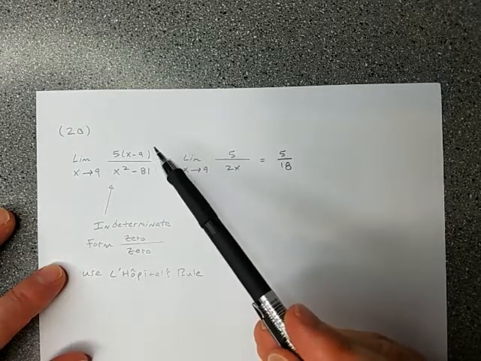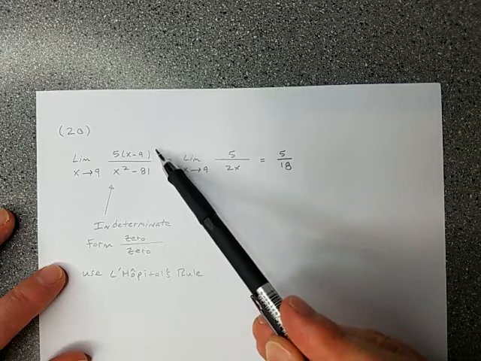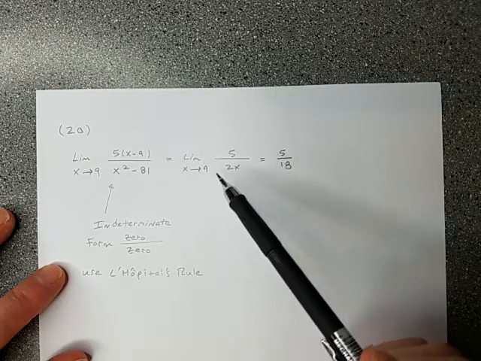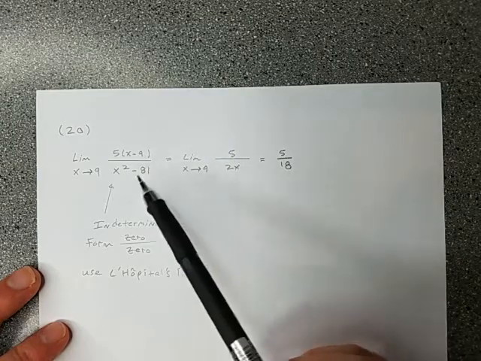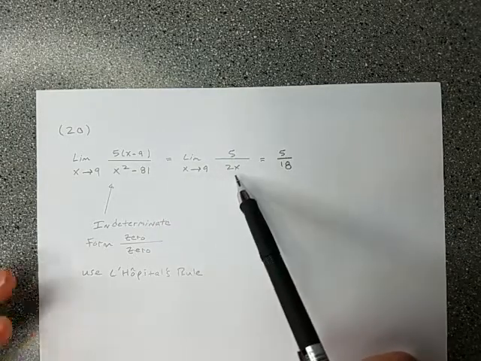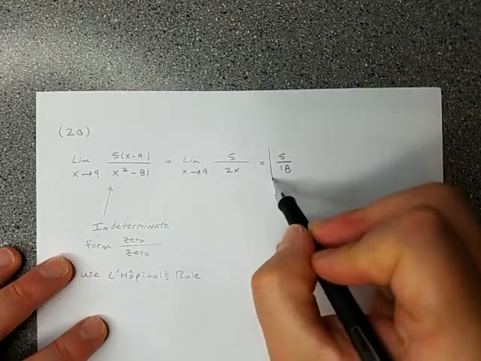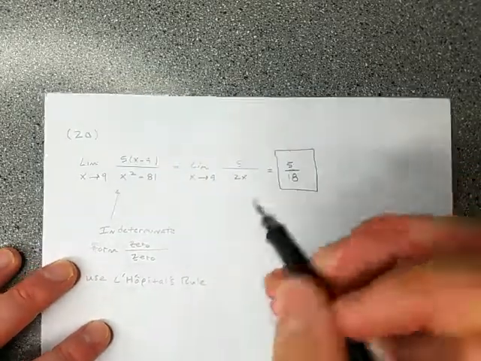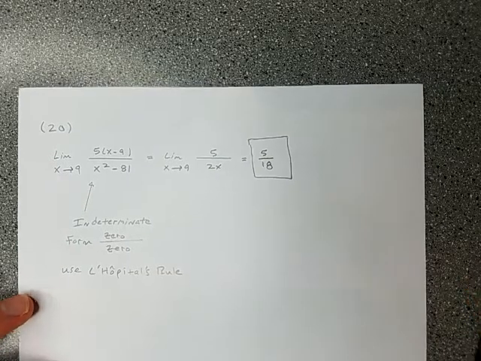L'Hopital's rule says I can take the derivatives of each individual part of that, the numerator and denominator, and then reevaluate the limit. Well, that's easy to do. The derivative of 5x minus 9 is 5, and of x squared minus 81 is 2x. I put 9 in, I get 5 over 18. So there's your limit. Okay, so what we got there, 20 assorted questions for the last test for Calculus 1.